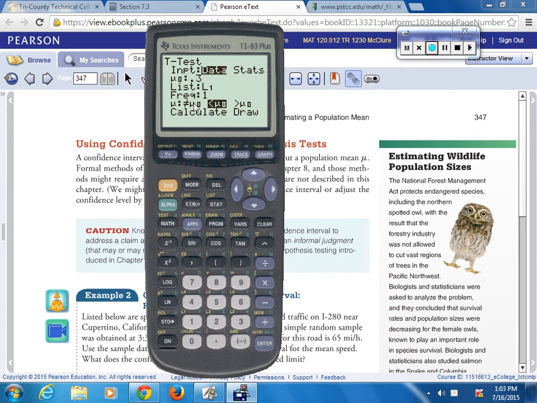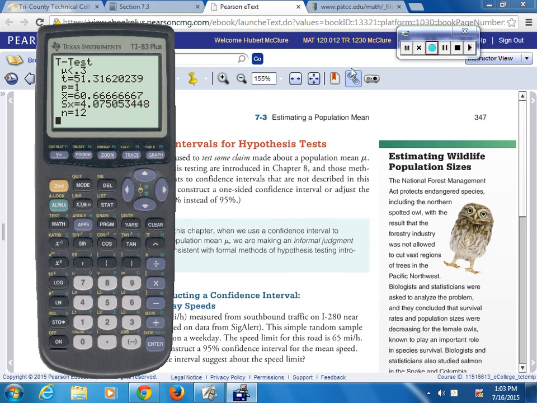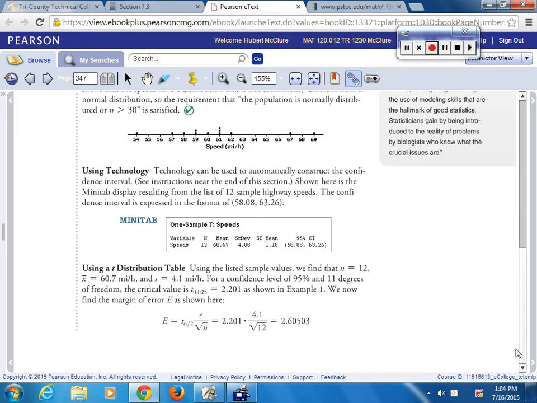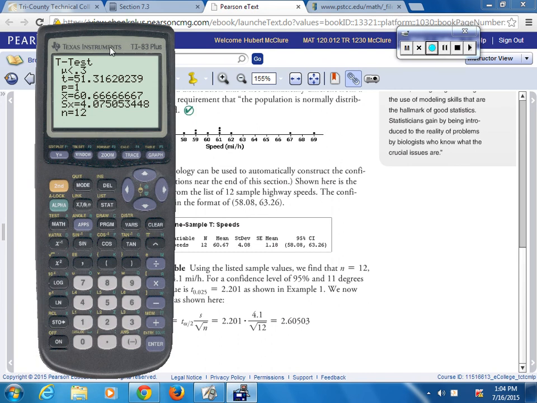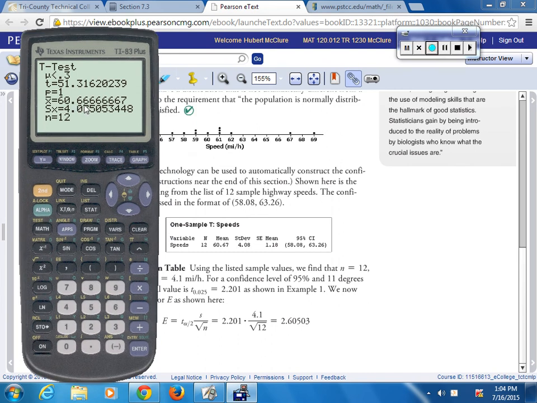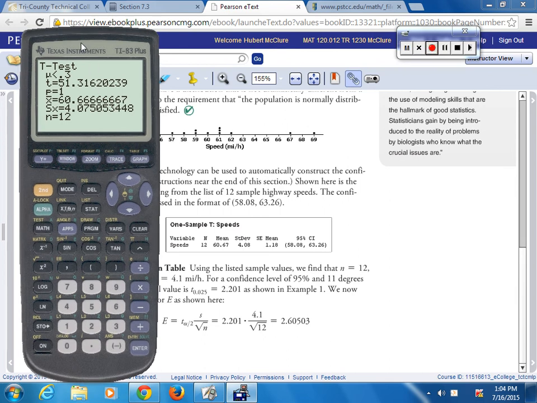That's asking for a hypothesis testing because that's reject, fail to reject. Let's see if that's what they're getting. Let's see what they got. 60.67, yeah, t-test right there. See it? Standard deviation, 4.07. That's all it's going to give you. I'm looking to see. Now, it doesn't give the margin of error.